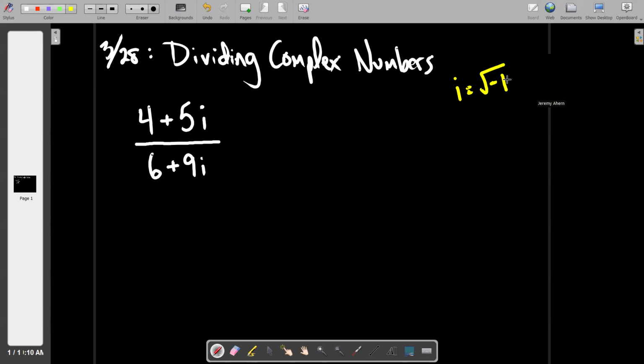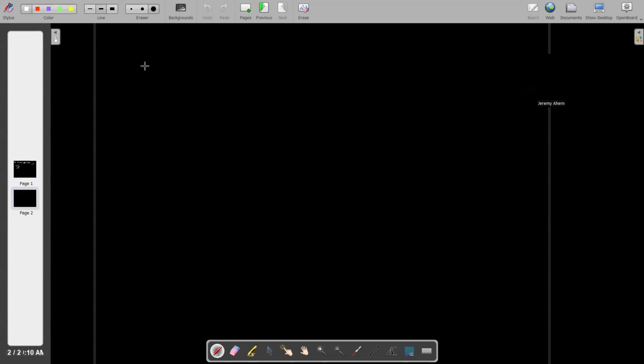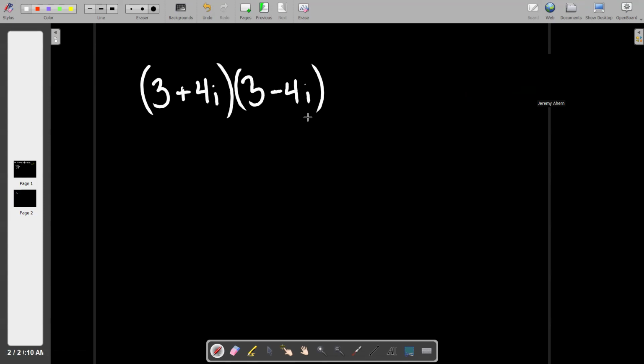So let's begin. So several days ago, I taught you how to multiply complex numbers. And you might remember that there are some pretty significantly special cases. Like if I had 3 plus 4i and I multiplied it by 3 minus 4i. Do you guys remember what those are called? Starts with a C? Or complex something.